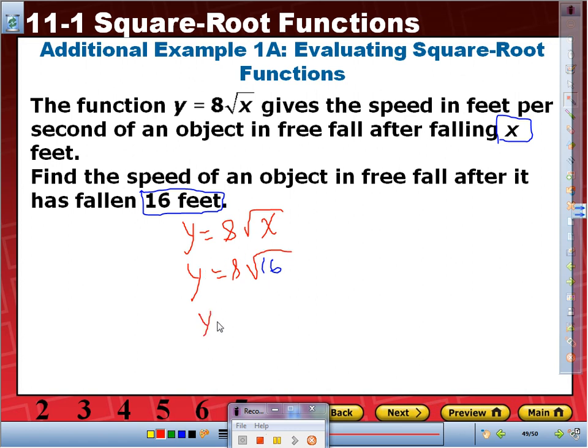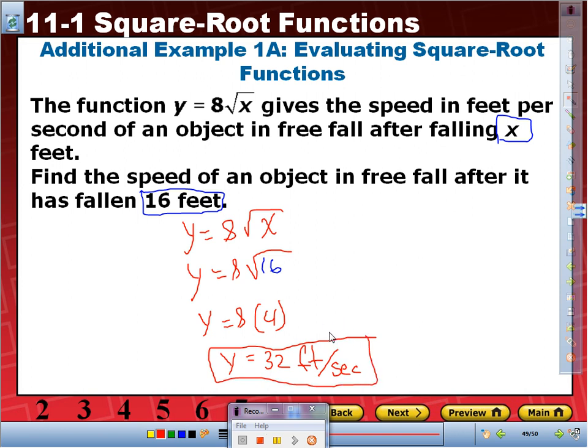What is the square root of 16? 4. So what is 8 times 4? 32, and let's see, it gives the speed in feet per second. So we need to write feet per second. That's it. You write your statement: the object's speed is 32 feet per second. Everybody got it?